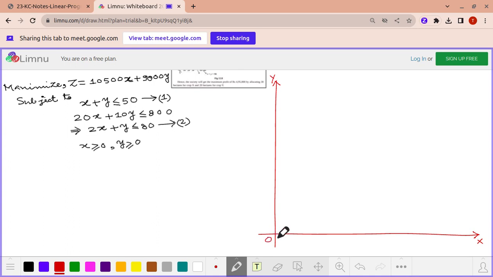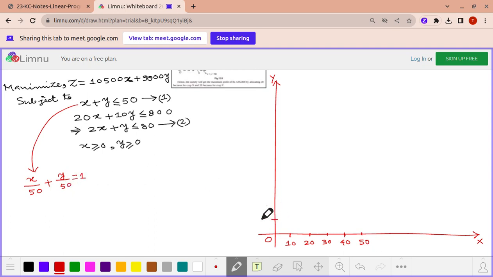Now the first straight line is x plus y less than or equal to 50. So let us take the scale of 10. So it is 10, then 20, then 30, then 40, then 50. So later we will proceed. First let's do this. As you know, in the last example also I said it is better to represent this straight line in the intercept form, x by 50 plus y by 50 equal to 1.